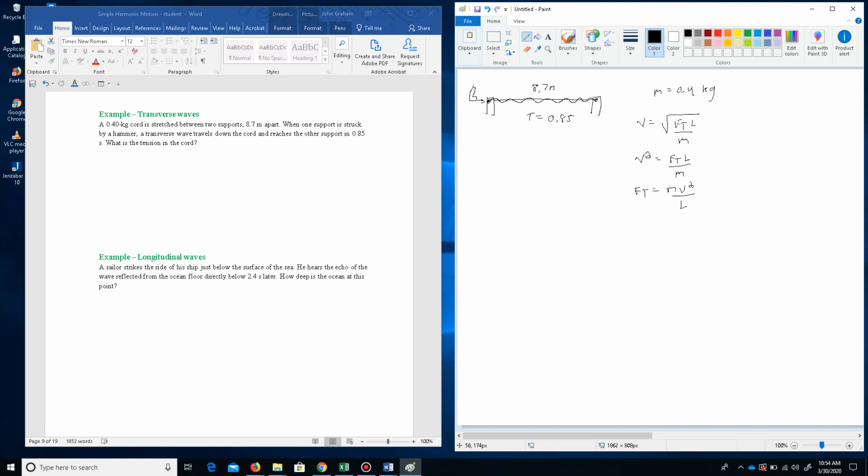Now the v, we can find that is just going to be the length of the distance it's traveling. So 8.7 divided by 0.85. Right, so mass is 0.4. Speed is 8.7 divided by 0.85 squared. And then the length is 8.7.